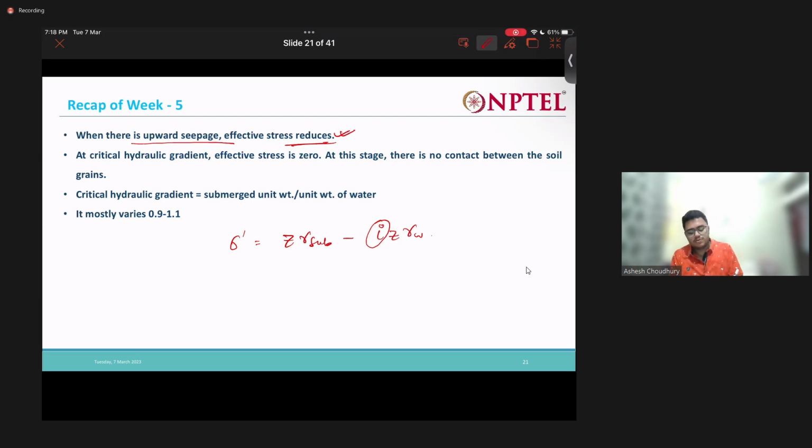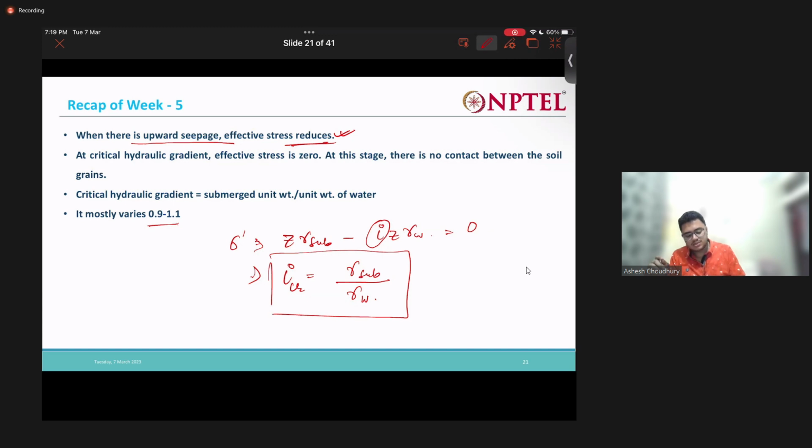So this is my critical point. If I just equate this to 0, I will get this as equal to gamma submerged by gamma w. So this is the expression for the critical hydraulic gradient, i critical. We need to always make sure that my hydraulic gradient is away from this critical hydraulic gradient. For most soil, this critical hydraulic gradient actually varies from 0.9 to 1.1.